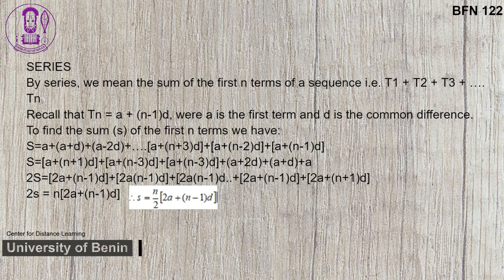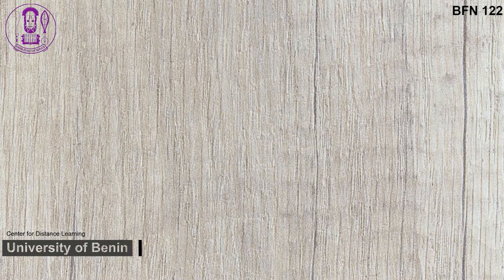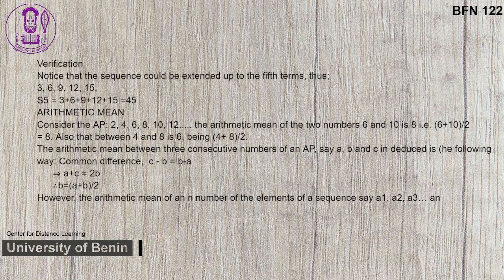1d plus 2a plus (n plus 1)d over 2, S_n equals n over 2 times (2a plus (n minus 1)d). Verification. Notice that the sequence could be extended up to the fifth term, thus 3, 6, 9, 12, 15. S5 equals 3 plus 6 plus 9 plus 12 plus 15 equals 45.